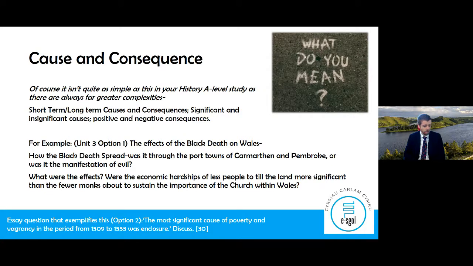So an essay question, and you'll see these pop up at the bottom as we take each key concept. An essay question that speaks to this is one from option 2, which asks: the most significant cause of poverty and vagrancy in the period 1509 to 1553 was enclosure. Discuss. 30 marks, as they usually are. So you can see that that's looking specifically for you to look at causes. And so by breaking that content down into those key concepts of cause and consequence, it could help you.